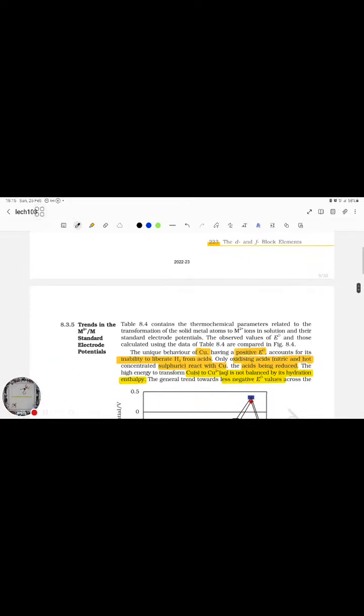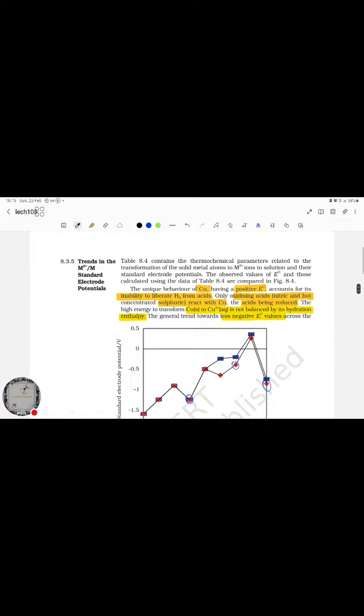Okay, which of the 3D series of transition elements exhibits the largest number of oxidation states? Manganese, because there are a lot of unpaired electrons present. The more the number of unpaired electrons, the more will be the variation in oxidation state, we say.